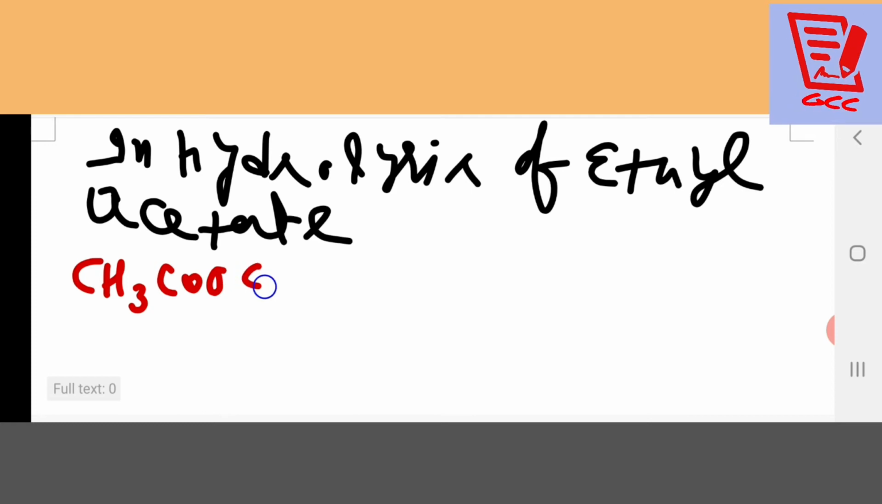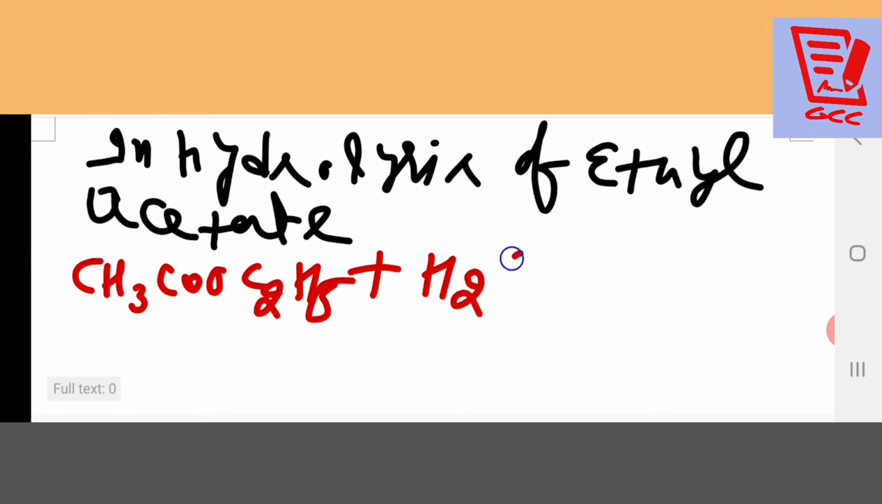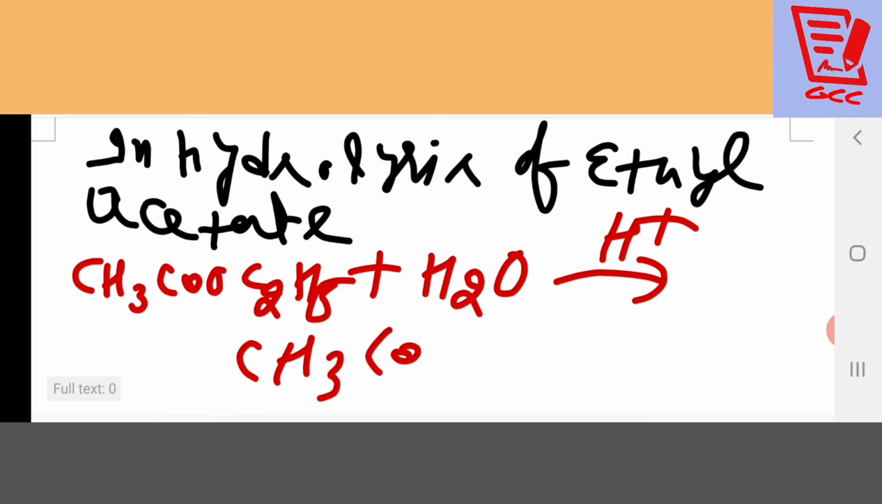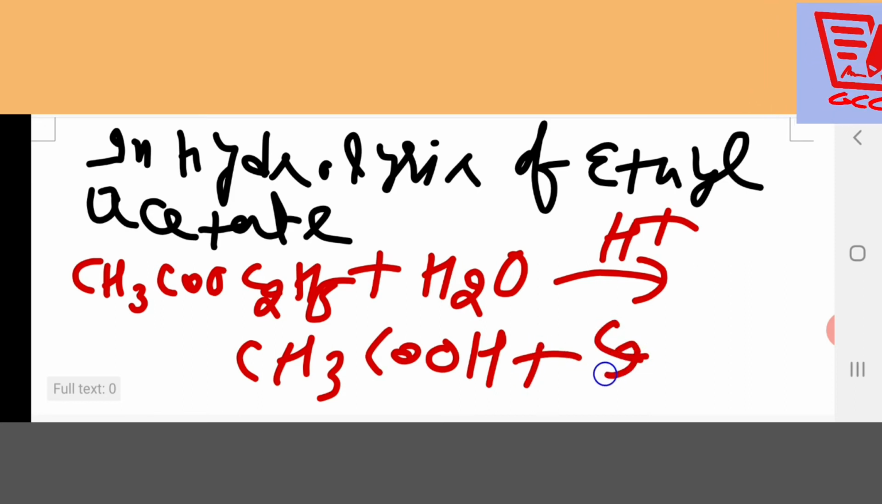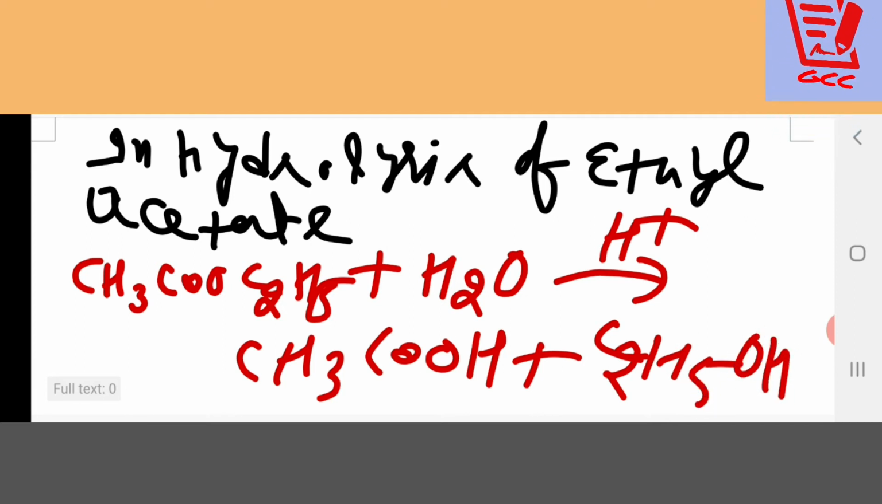The first example is the hydrolysis of ethyl acetate, CH3COOC2H5 plus H2O in the presence of H positive. Then what we are making over there, beta? We are making CH3COOH plus C2H5OH. Okay, now can you tell me the molecularity of this reaction, beta?